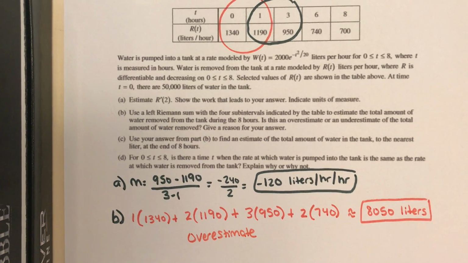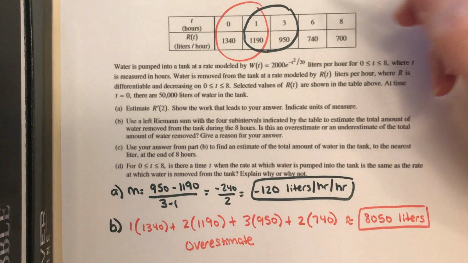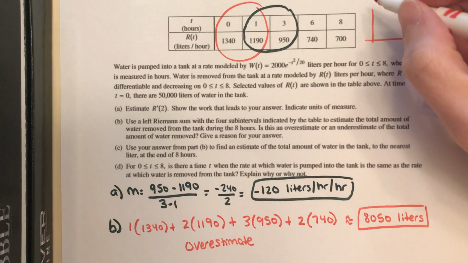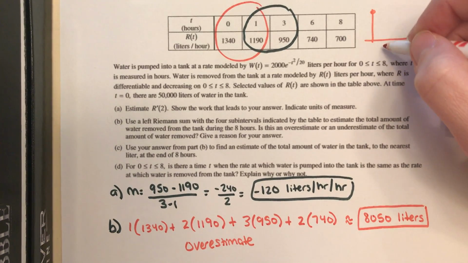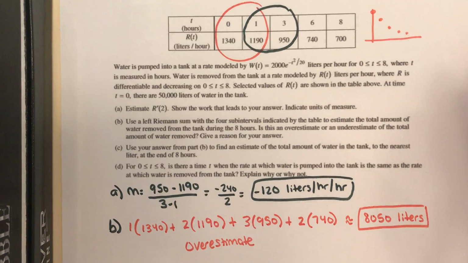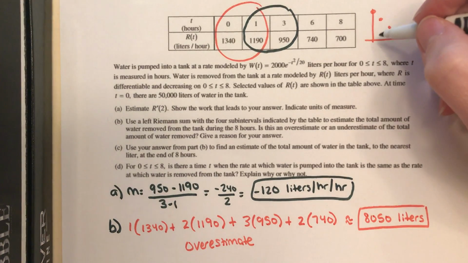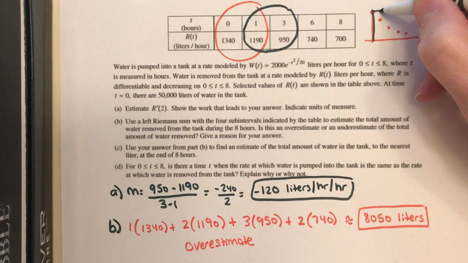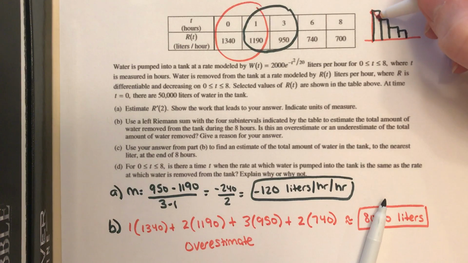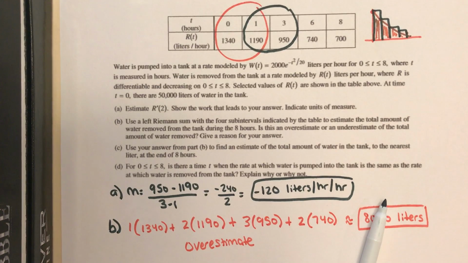So let's just model this a little bit so it makes a little bit more sense. If I were to plot these points, I'm just going to do it up here. 0 and 1340. 1, it's going down, right? Now, if I did a left Riemann sum, so I took my left height and went over every time, here's my actual graph, would look something like this. The actual area would be less than the area that we're calculating because that left Riemann sum jumps over the graph.